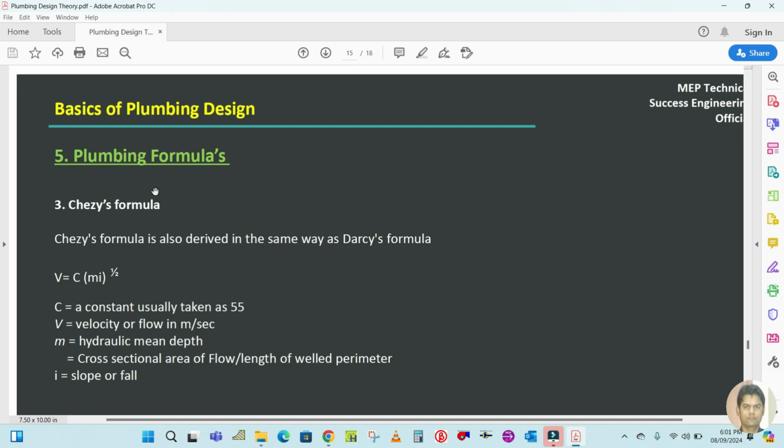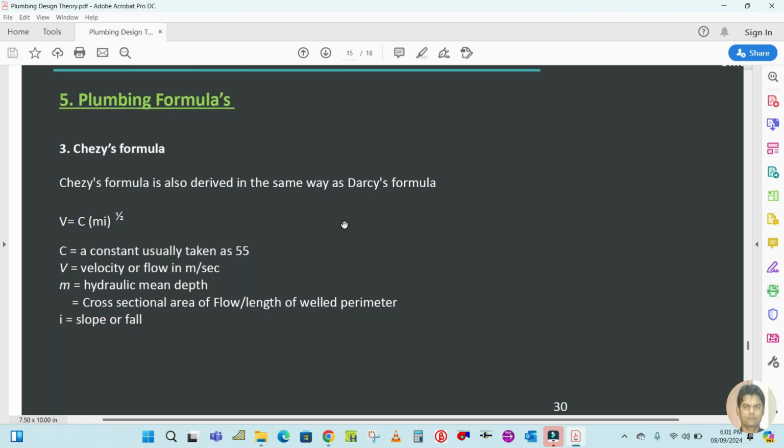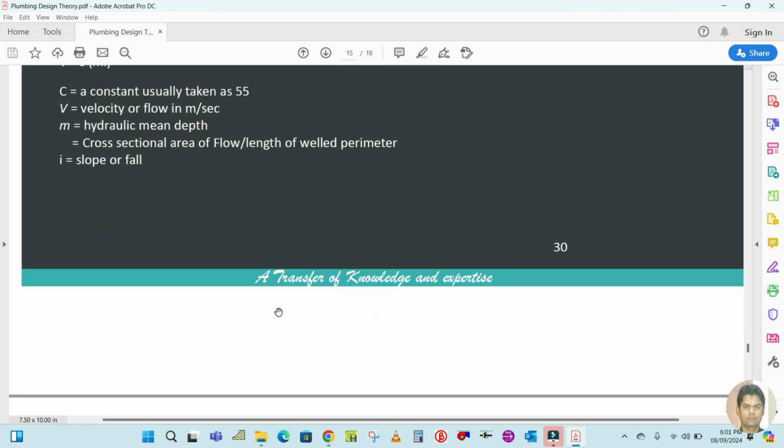Next is Chezy's formula. The Chezy formula is derived in the same way as the Darcy formula. V is equal to C times (m i) to the power 0.5, where C is a constant usually taken as 55, V is the velocity of the flow in meters per second, and m is the hydraulic mean depth, the cross-sectional area of the flow per length of the wetted perimeter. i is the slope of fall.